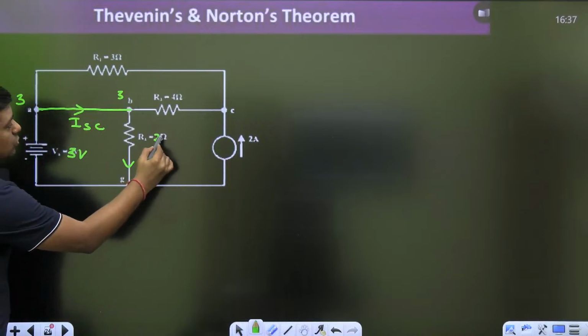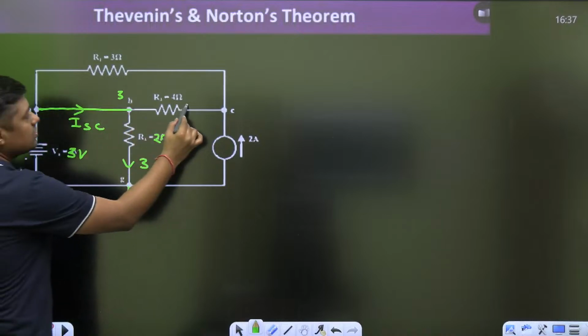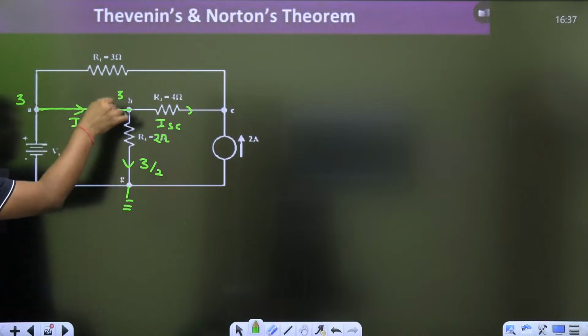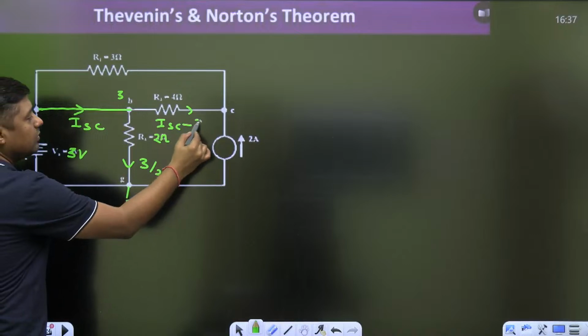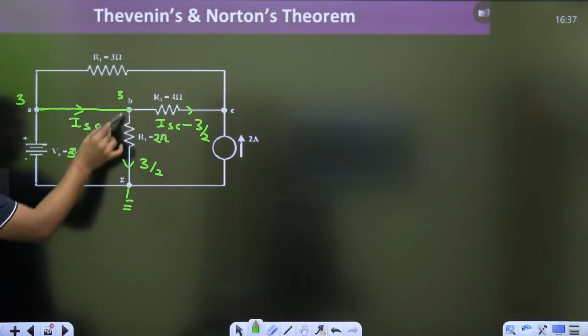Because this resistor is 2 ohm, what is the current here? 3/2. Here the current is ISC. I am just writing the KCL. Incoming is ISC, outgoing is 3/2. So it will become ISC upon 3/2. Are you getting my point? This is the ISC. This is the 3 divided by 2.